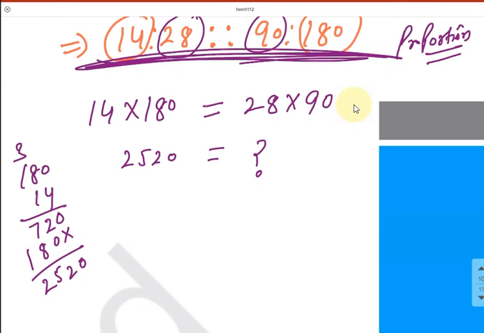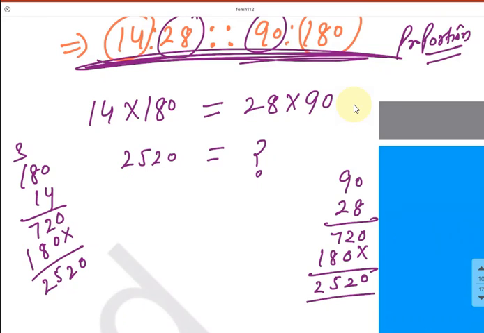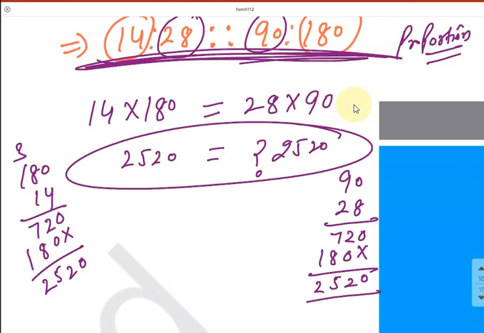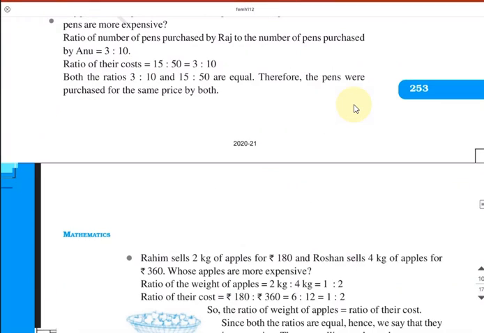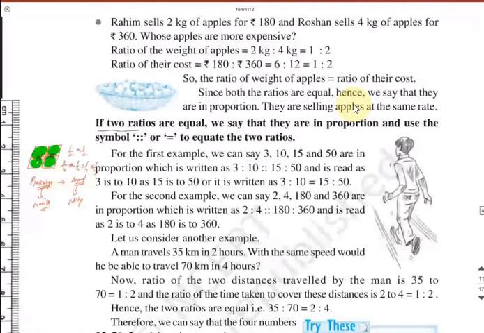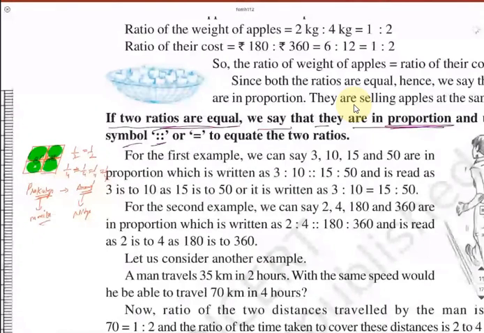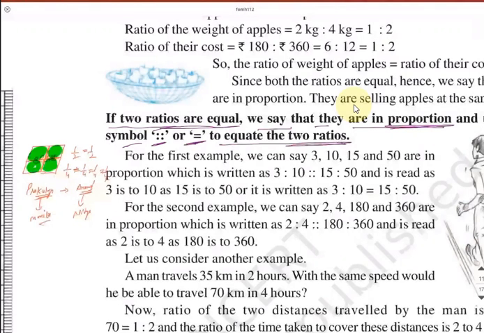So let's check 90 multiplied by 28. 8 nines are 72. 2 nines are 18. So 0, 2, 8, 7, 15, 1, 1, carry, 2520. Yes or no? Yes, sir. Equal. Okay. So if you understand this part, here an important point is given. If two ratios are equal, we say that they are in proportion and use the symbol four dots or the equal symbol to equate the two ratios. Clear?